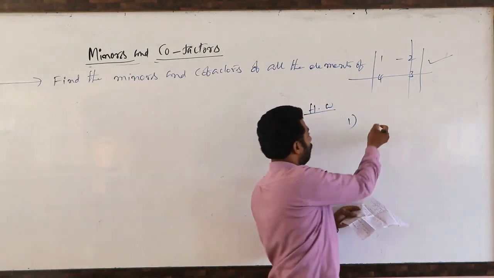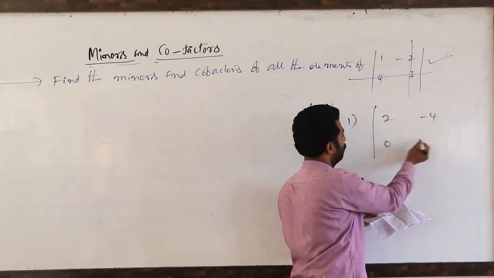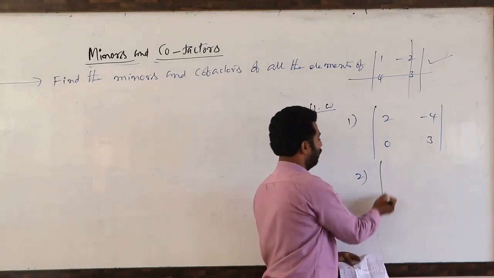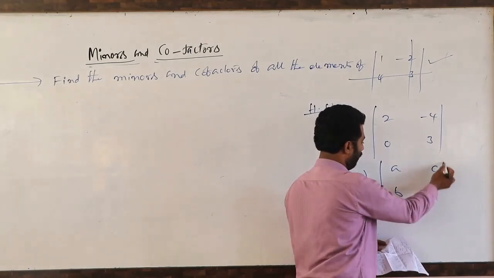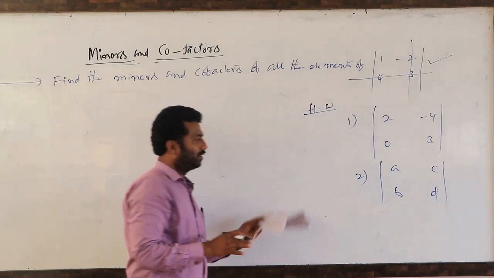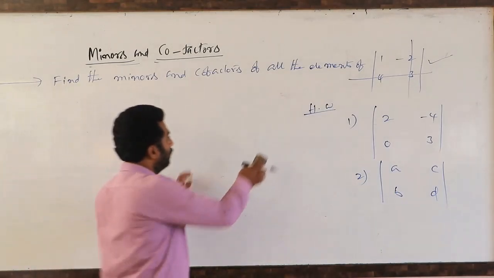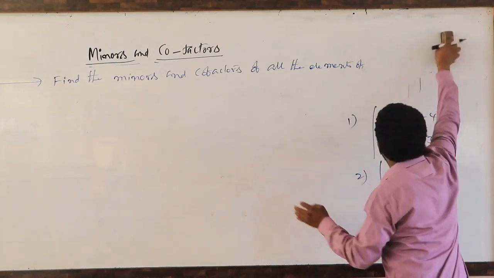First one, this is 2, minus 4, 0, 3. Second one, A, C, B, D. So these are the minors and cofactors. You try yourselves.